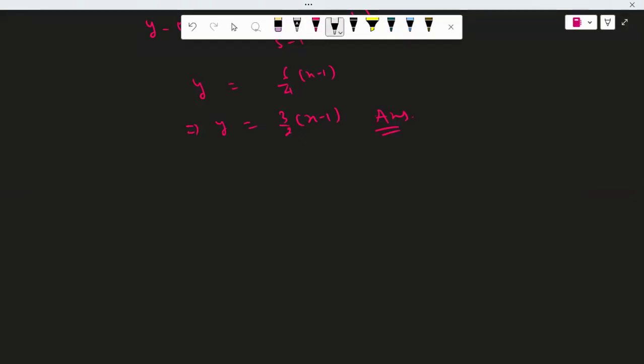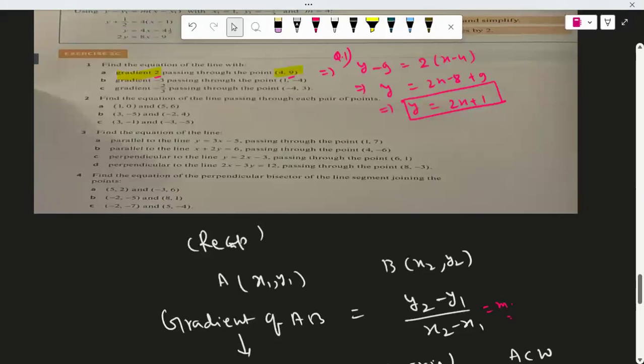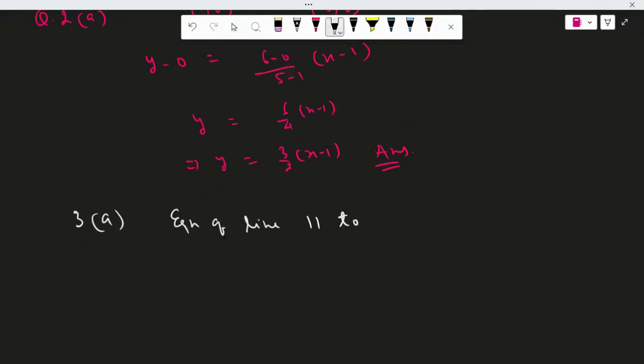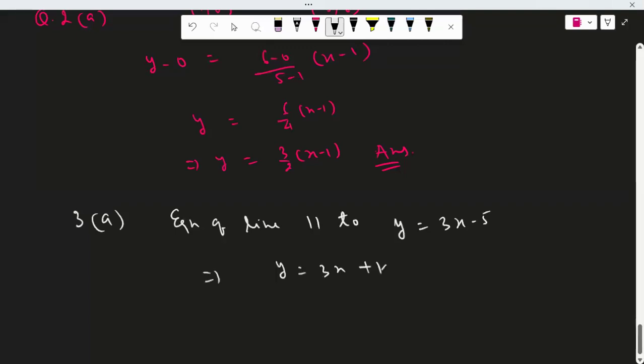However, we had discussed all these things. 3a, equation of a line parallel to y equals 3x minus 5. A line parallel to y equals 3x minus 5 can be written as y equals 3x plus k, where k is any constant.